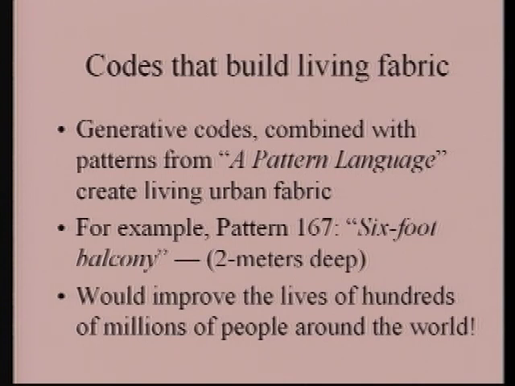Pattern number 167 tells you that for a balcony to be used, it has to be no less than 2 meters deep, about 6 feet. This would improve the lives of hundreds of millions of people around the world. With just a minor adjustment, if people had a 6-foot balcony, they could spend quality time on the 6-foot balcony. If it's less than 2 meters deep, the balcony is fundamentally unaccommodating to human life.